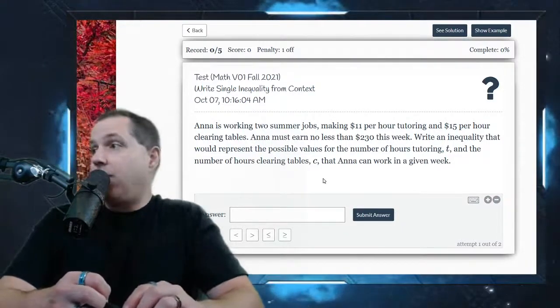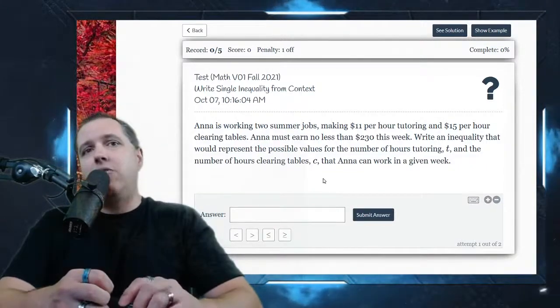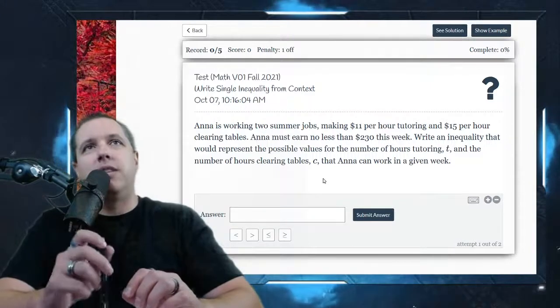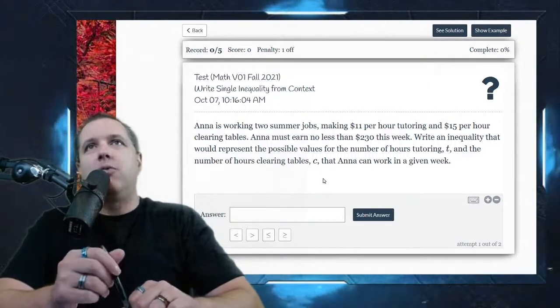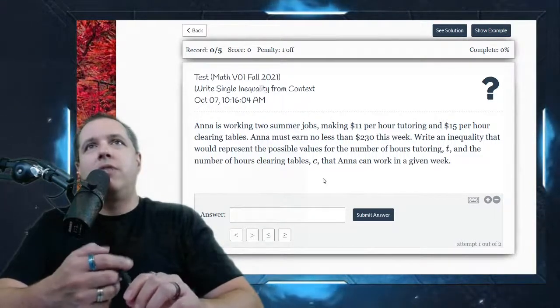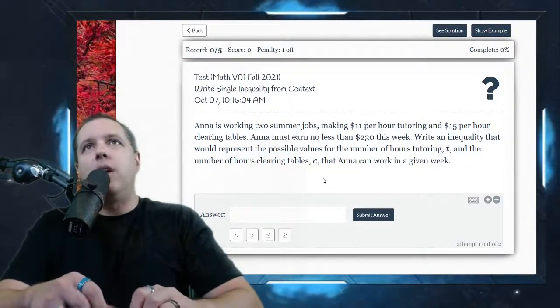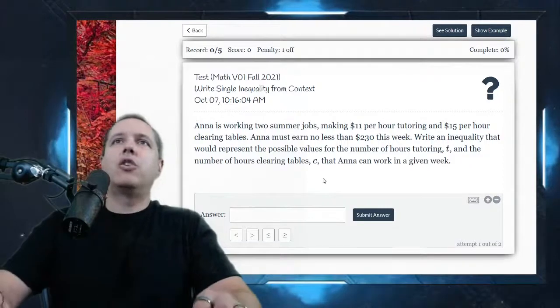Okay, so that's a lot of information. So just break it down, right? Whenever you have a math problem that's overwhelming, just break it down into smaller pieces. So let's see. Anna's working 2 jobs. One she makes $11 an hour, one $15 an hour. She has to make at least $230 per week. Okay, so what would that look like?